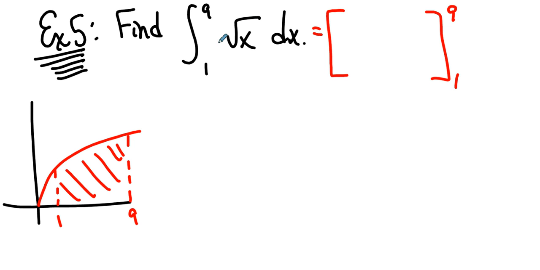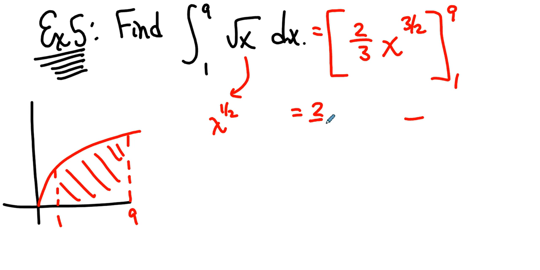Well, what's the antiderivative of radical x? Well, radical x is x to the 1/2, so the power rule says that we increase that power by 1 and then divide by the new power. So we subtract what you get when you plug in 9 and what you get when you plug in 1.